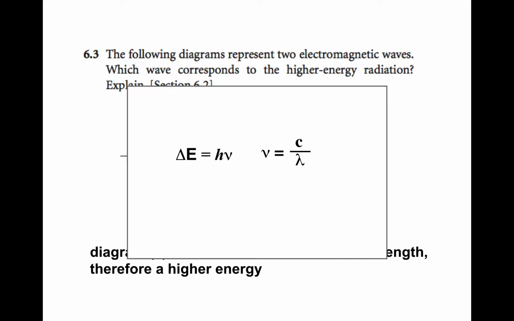E is equal to h nu. Nu is equal to c over lambda, right? So those are the two guys, Planck and Clerk-Maxwell. So I can plug c over lambda in for nu and get an equation that indirectly relates wavelength to energy, right? So short wavelength, high energy, long wavelength, low energy.